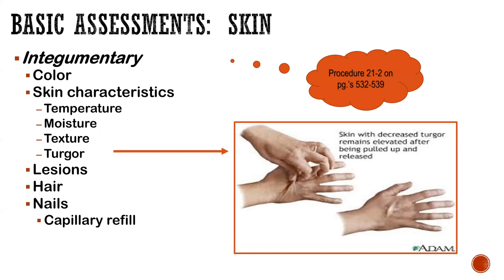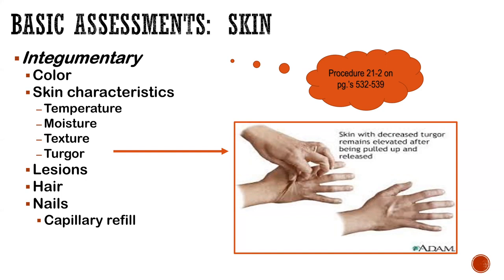So we're going to check out their integumentary system. So we're going to look at their skin color. We're going to look at the temperature. We're going to look at the texture and the turgor, right? So when we're talking about skin color, we want to make sure that we're assessing for, are they cyanotic? Okay. Are they cyanotic in color? Are they pink in color? Okay. What are their skin characteristics?